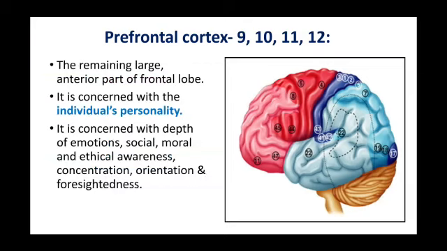So coming to the next area, that's the prefrontal cortex, areas 9, 10, 11 and 12. This is the remaining large anterior part of the frontal lobe. It is concerned with individuality and personality. It is concerned with depth of emotion, social, moral and ethical awareness, concentration, orientation and foresightedness.